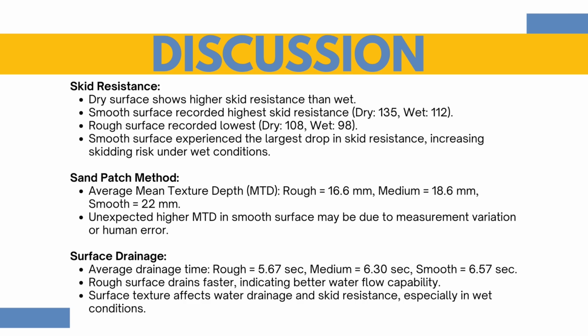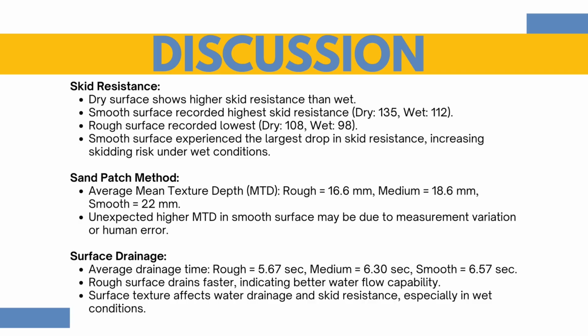For skid resistance, on dry surfaces, skid resistance was generally higher than on wet. The smooth surface showed the highest skid values at 135 dry and 112 wet, while the rough surface had the lowest. However, the smooth surface also experienced the largest drop when wet, which could increase skidding risk in rainy conditions.